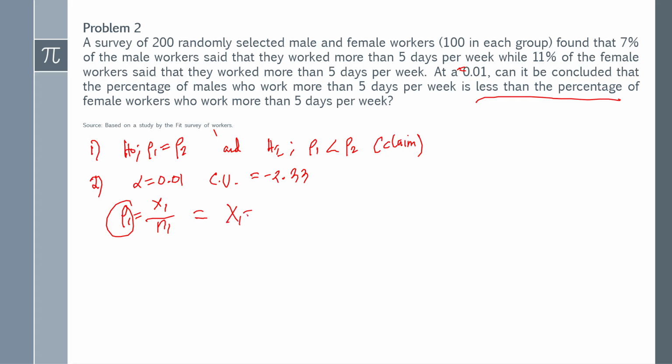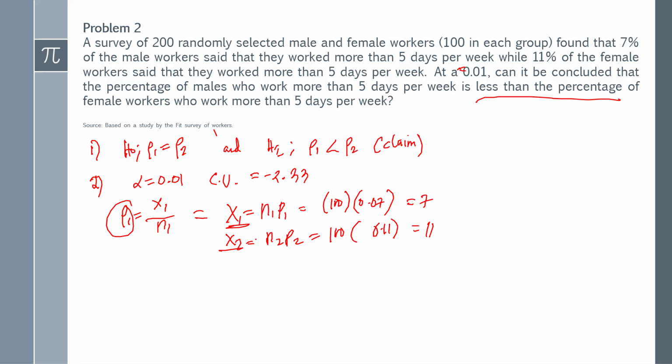The value for x sub 1 is equal to n1 times p, the proportion 1. So we have here our n1 is equal to 100 times the proportion, 0.07, so this would become 7. Therefore, x1 is 7. And our x2 is equal to, same process here, n2 is 100 times 0.11. So we have 11 as our x sub 2.